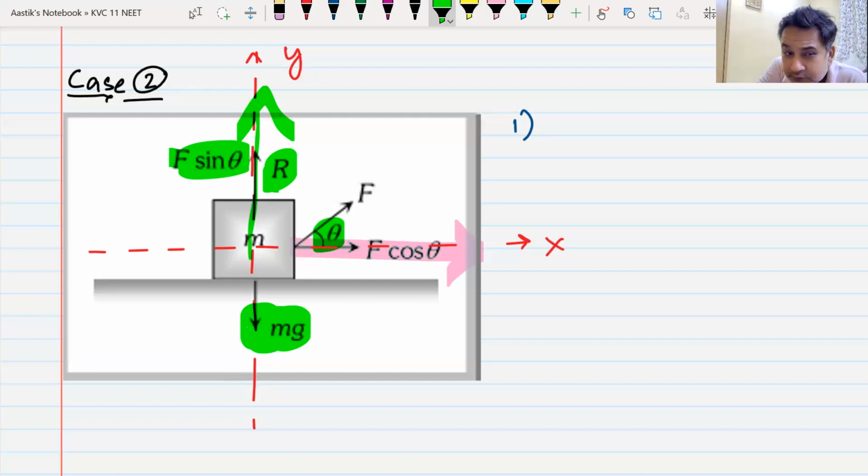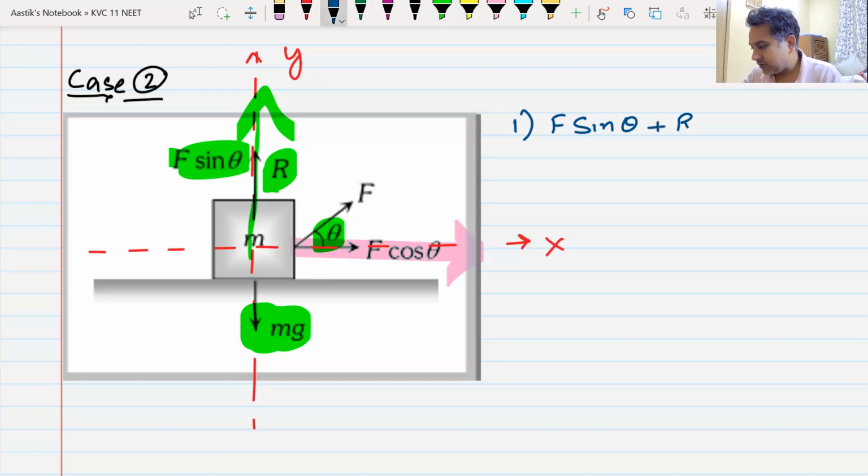F sin theta plus R is equal to mg. I hear you half. Maybe I'm hearing you correctly. You said F sin theta. It's upwards. R is also upwards. So F sin theta plus R will be equal to mg. That is the equation along y-axis.